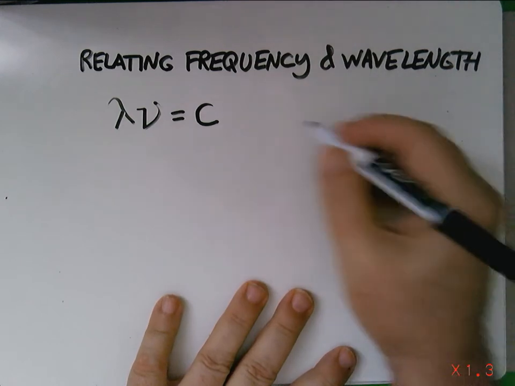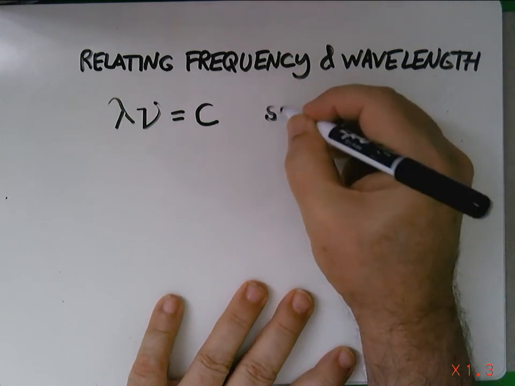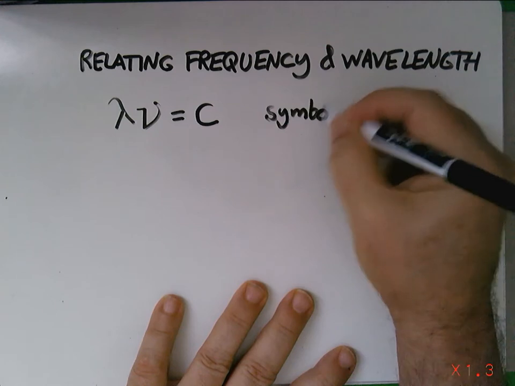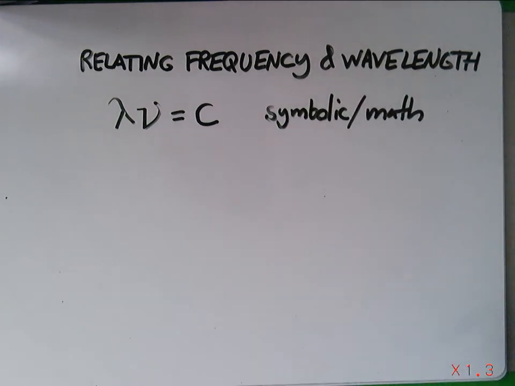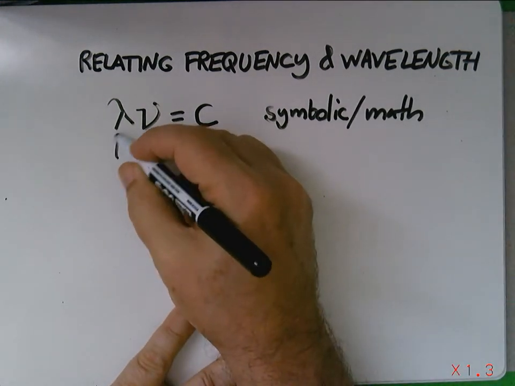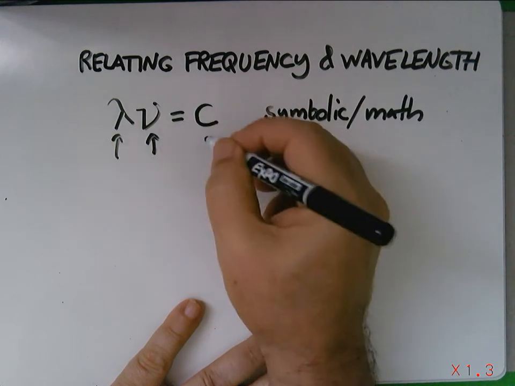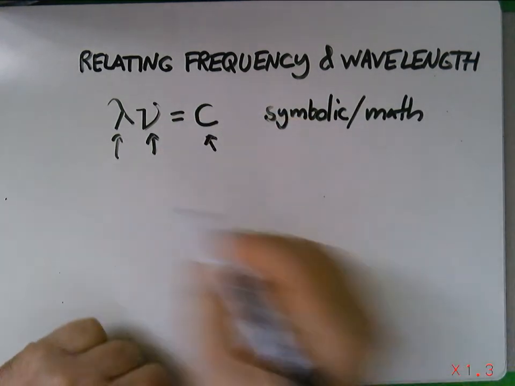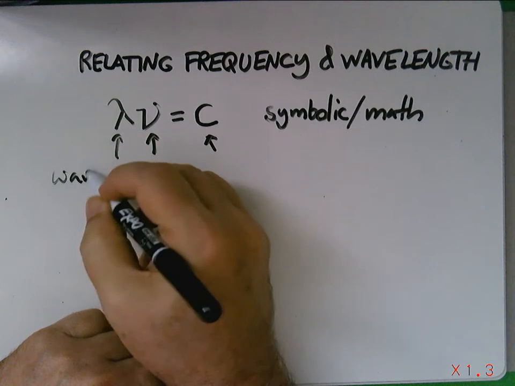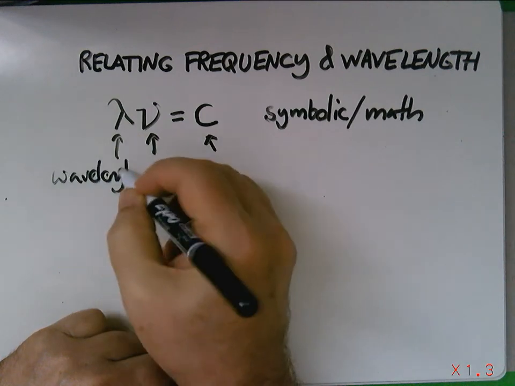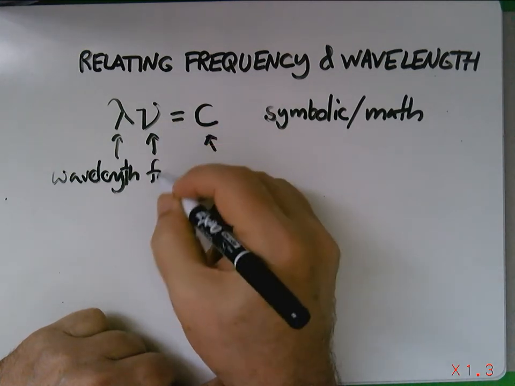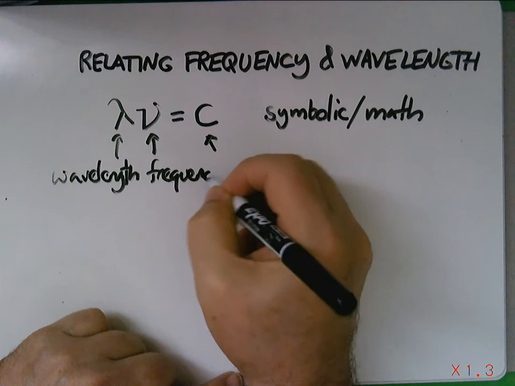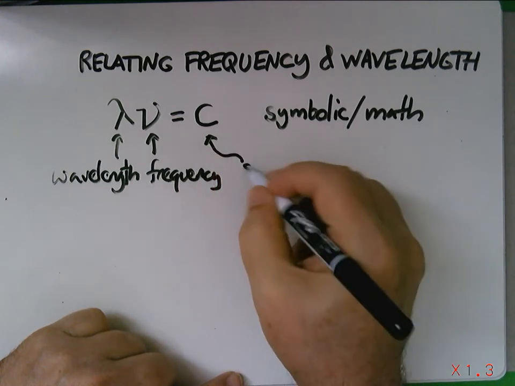It's not just math. This is the symbolic math view of it. Now, when you write that down, you ought to be able to point to everything that is in that equation and say what it is. Lambda is the wavelength. Frequency is the Greek letter nu. And c is the speed.